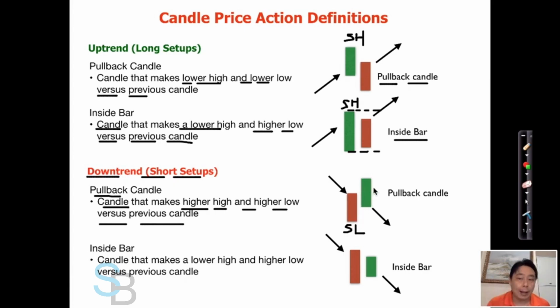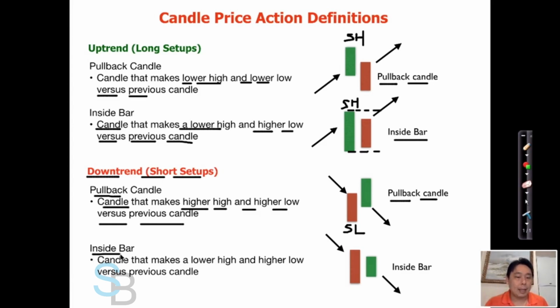Again, why is it a pullback candle? Because it makes a higher low and higher high. So that's a pullback candle. Again, it doesn't have to be a green candle. It could be a red candle. Okay? So color doesn't matter in this case. Yeah? Next, an inside bar.